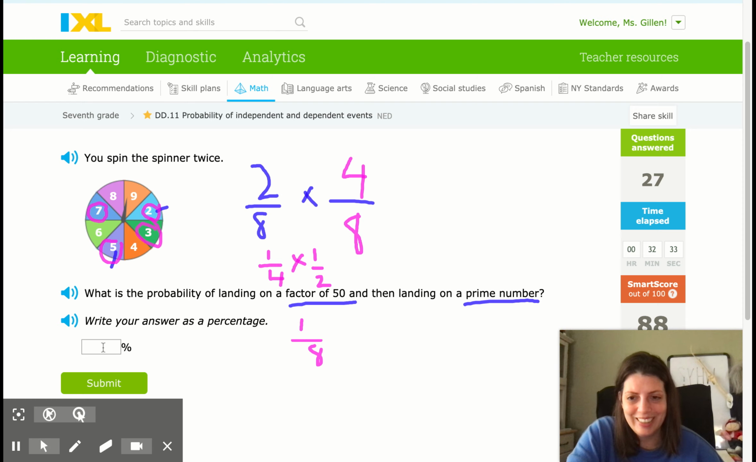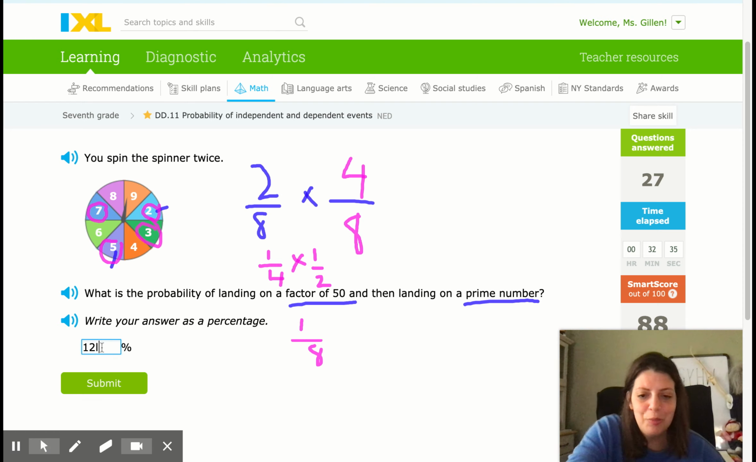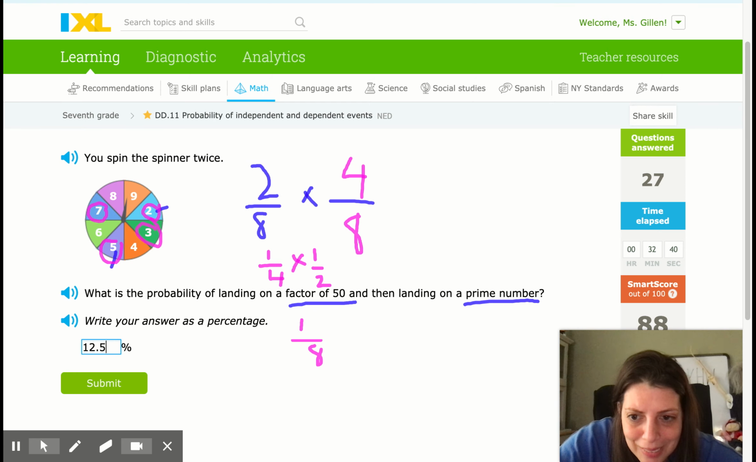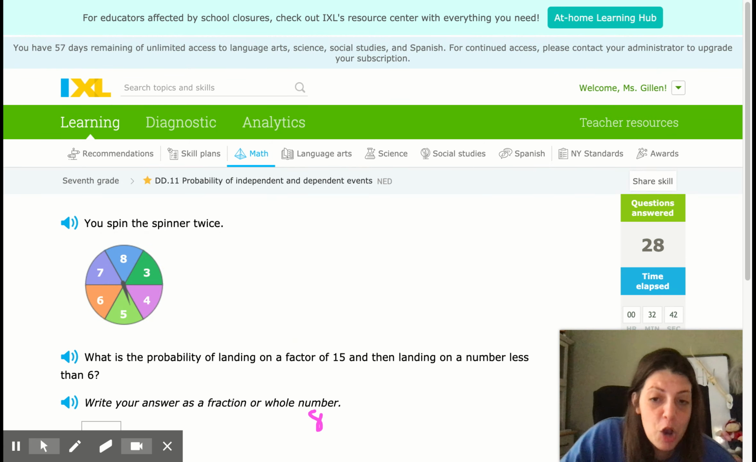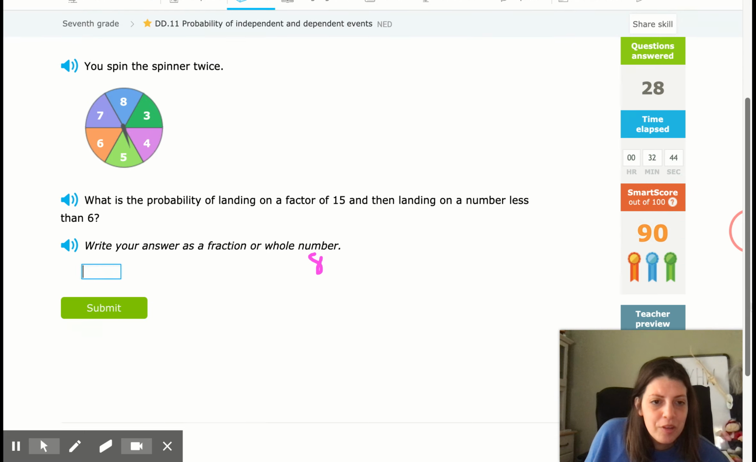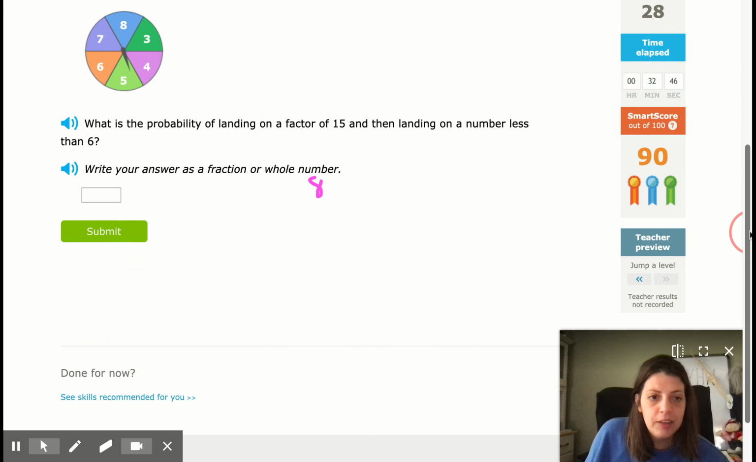1.125. You should know your eighths. So it's 12.5. Oh, 0.5. I want to see if it gets any harder. Nope. Okay, so that's really as hard as it gets.